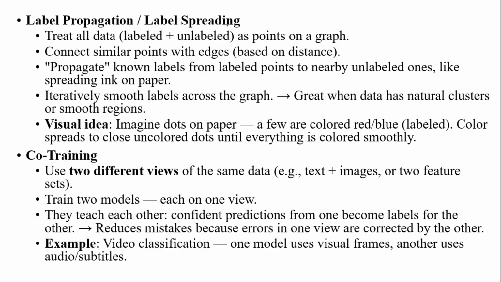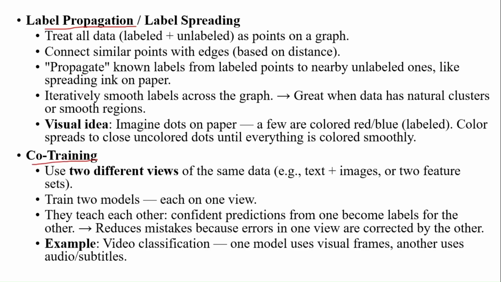Then label propagation, or label spreading. Treat all the data, labeled and unlabeled, as points on a graph, and connect the similar points with edges. Propagation means the known labels spread from the labeled points to nearby unlabeled ones, like spreading ink on paper. Iteratively smooth the labels across the graph; it is great when data has natural clusters or smooth regions. Visual idea: imagine dots on a paper. A few are colored red and blue, which are the labeled ones. The color spreads to close uncolored dots until everything is colored smoothly. This is what we call label propagation.